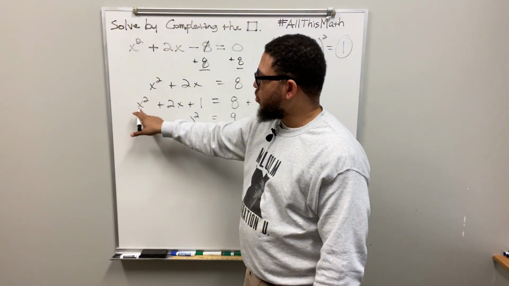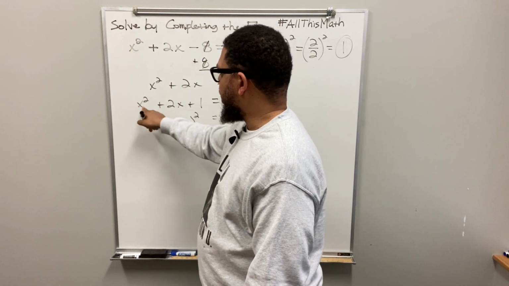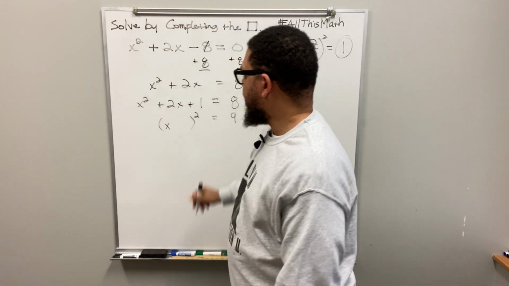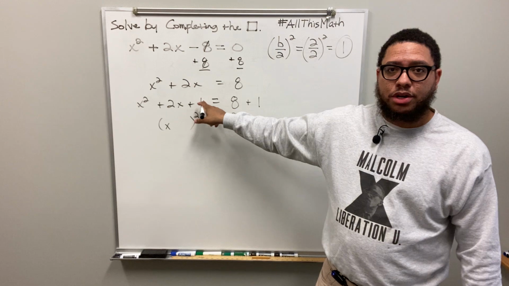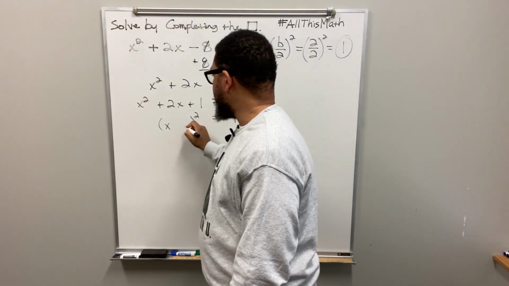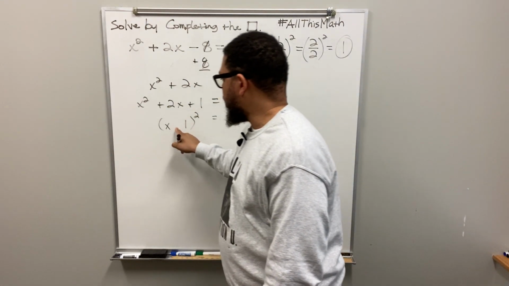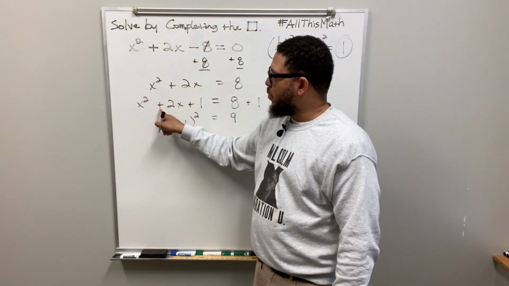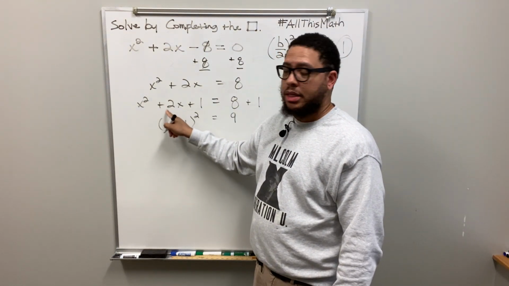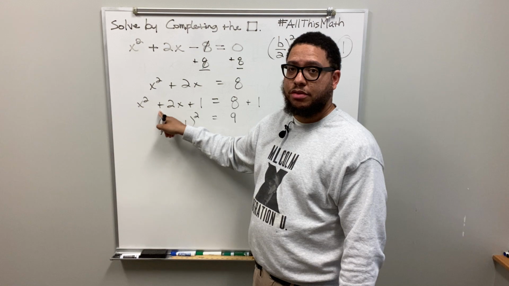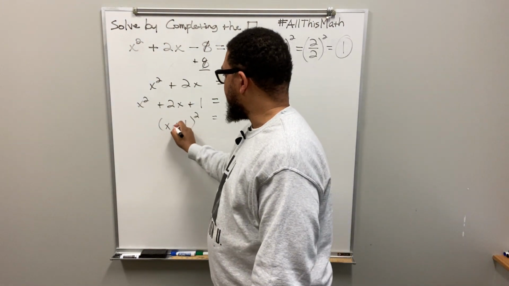You take the square root of the first term. The square root of x squared is x. You take the square root of the last term, which is 1 in this case. And what sign goes in between? Whatever sign the middle term has. This middle term, 2x, is positive. So you put a plus sign in between. All right?